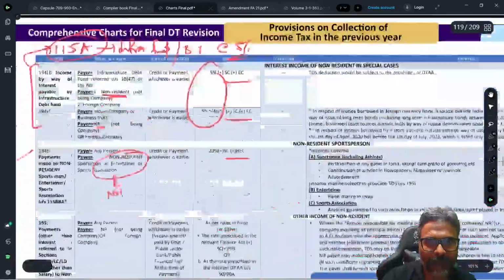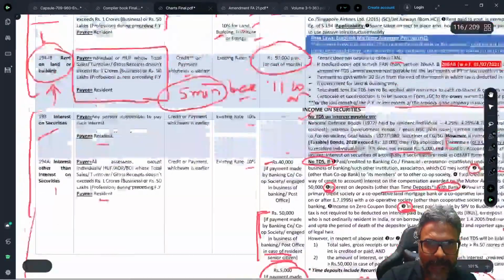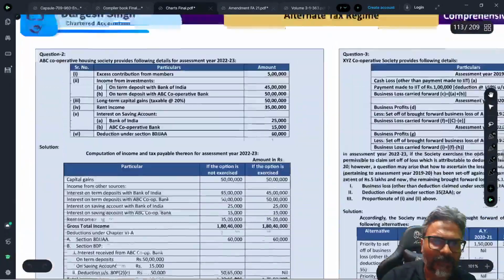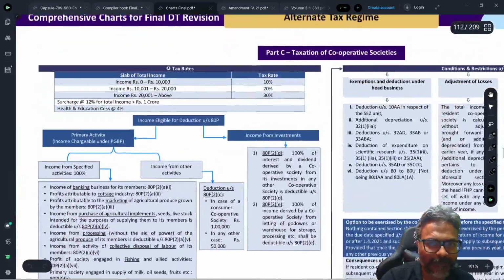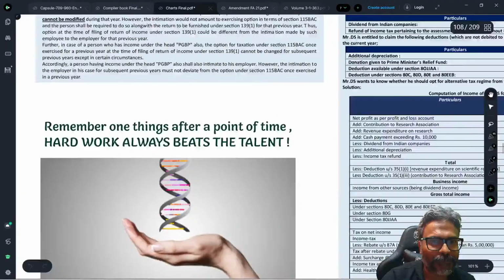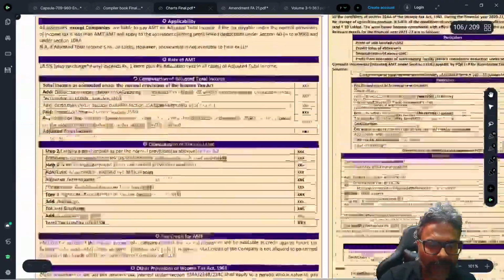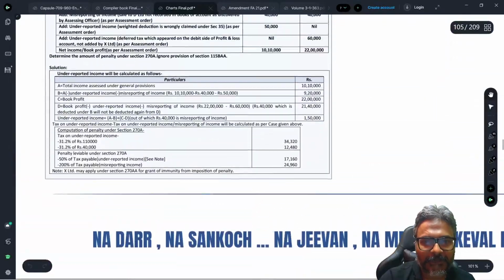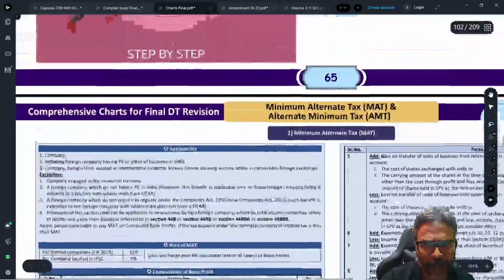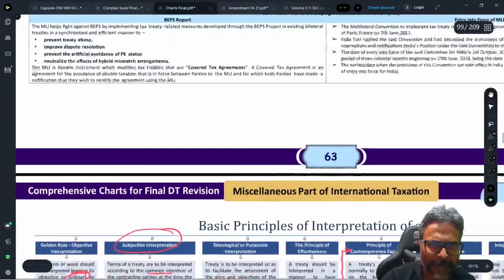So, students, today we are going to start with the assessment procedure. The topics in the next 2 days, which I'm going to complete for all of you, would be the assessment procedure, penalties, appeals, revision, rectification. These are the topics which we are going to finish in our discussion. First and foremost, students, would be the assessment procedure. So let's start on this one.